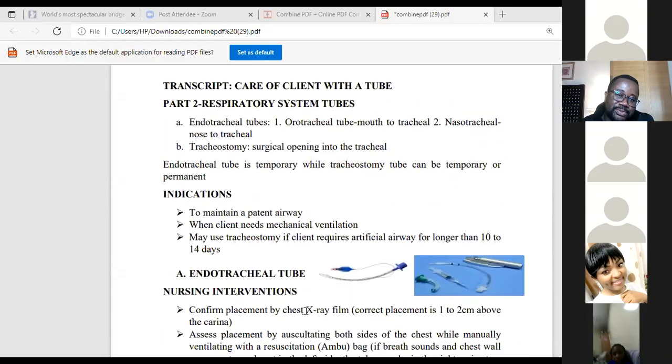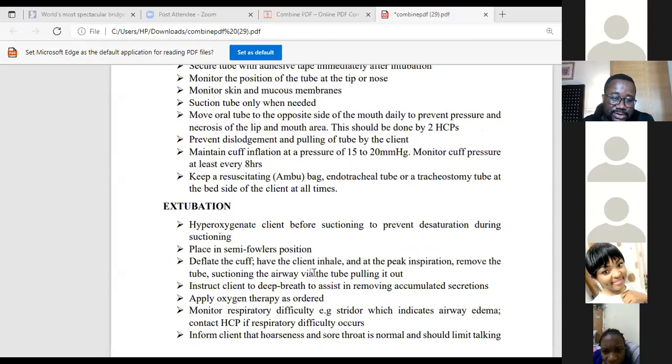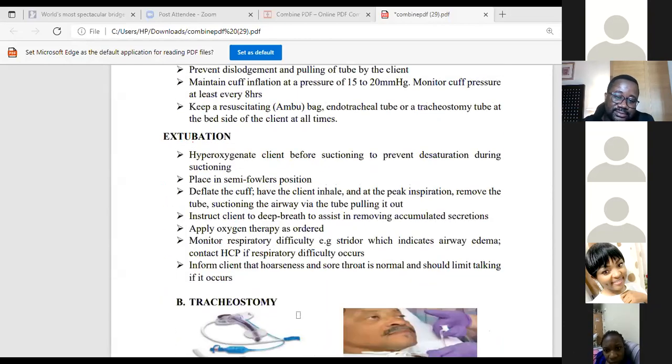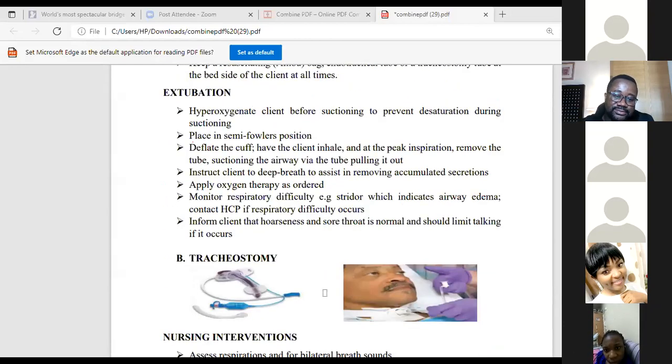The next topic we were supposed to do is endotracheal tubes and tracheostomy. Oh, this is a good section, huh? It's a good section.